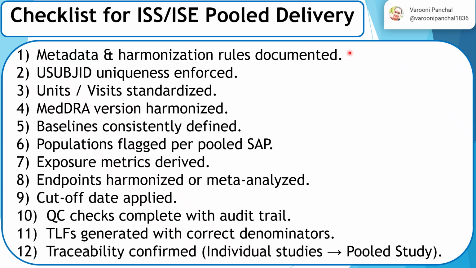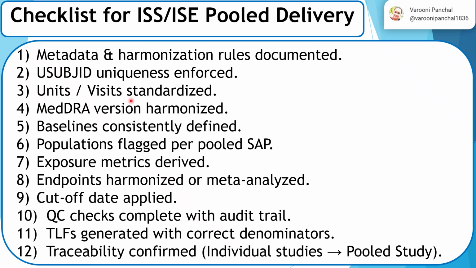It's not going to be easy because it's a huge pool of data that you're going to work on. Now, unique subject ID, uniqueness enforced. This is very simple. You can just combine the study ID and the subject ID, so that each and every record is unique when you are combining into your ISS and ISE study.